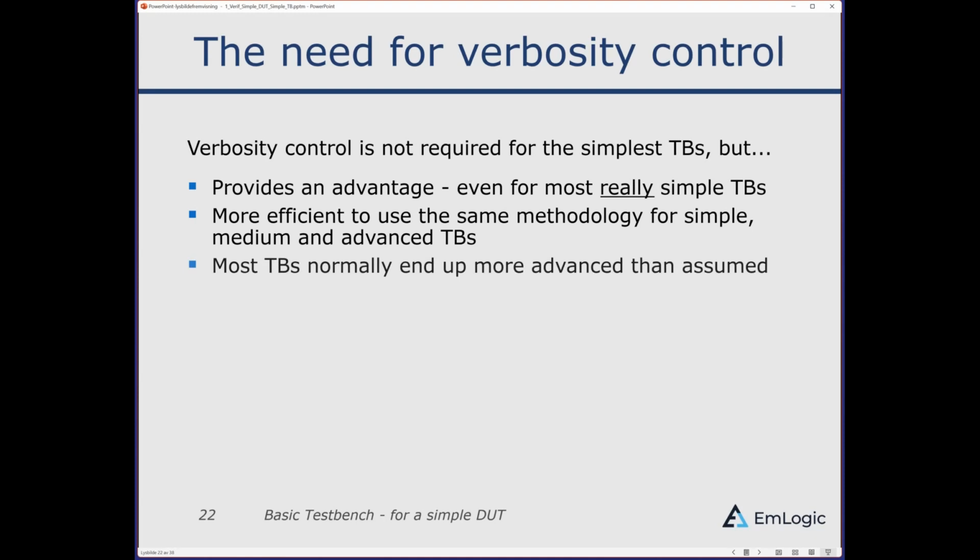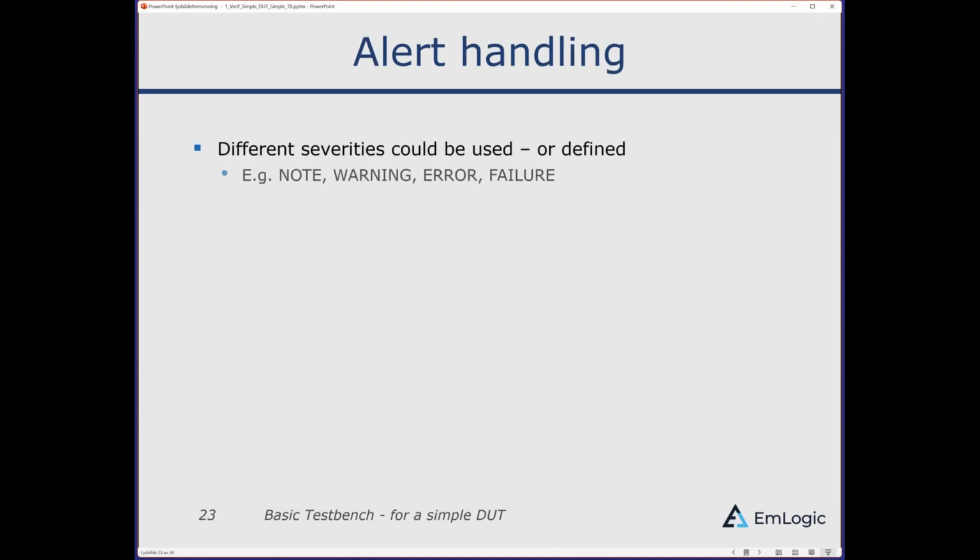And due to the fact that you can control this much more in detail, ID-based verbosity control is far more flexible and controllable than priority-based. Of course, for advanced test benches, you need more additional mechanisms in order to handle component-oriented test benches, for instance.